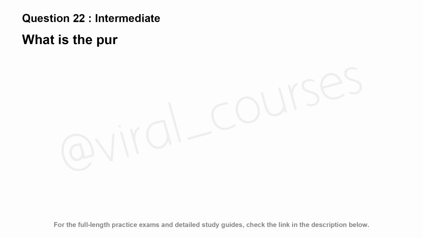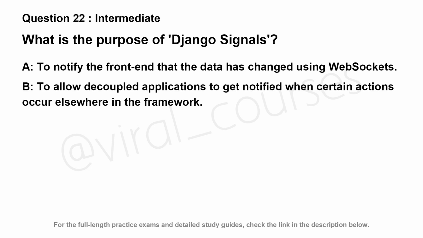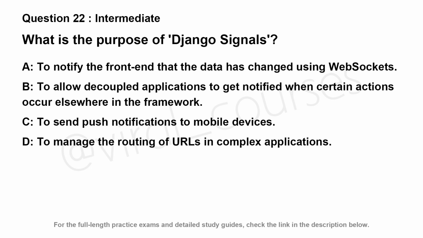What is the purpose of Django signals? Option A. To notify the frontend that the data has changed using WebSockets. Option B. To allow decoupled applications to get notified when certain actions occur elsewhere in the framework. Option C. To send push notifications to mobile devices. Option D. To manage the routing of URLs in complex applications.